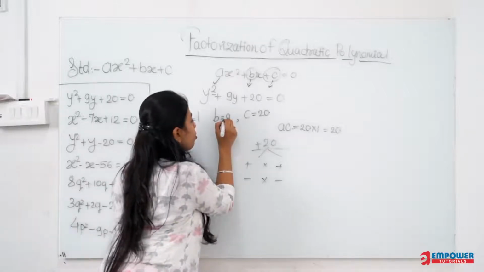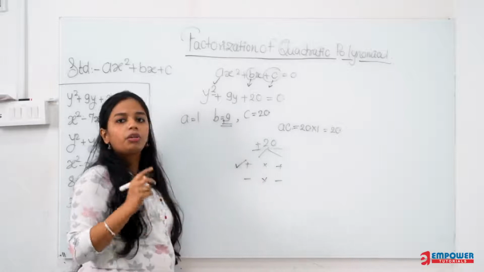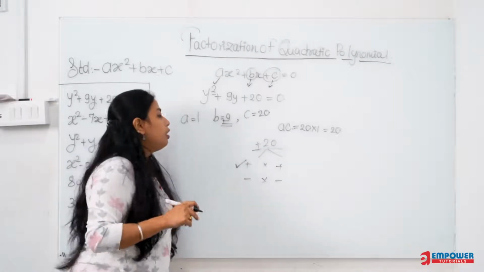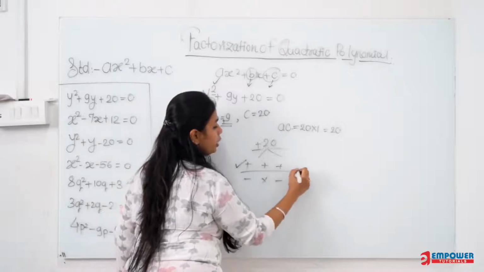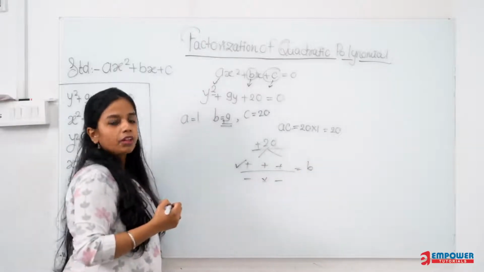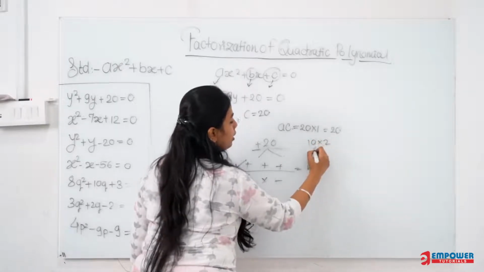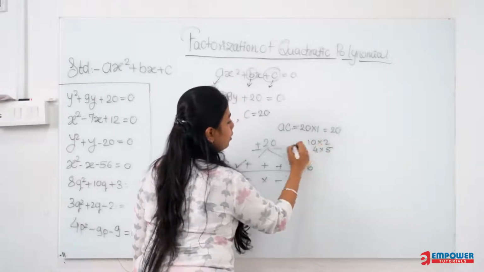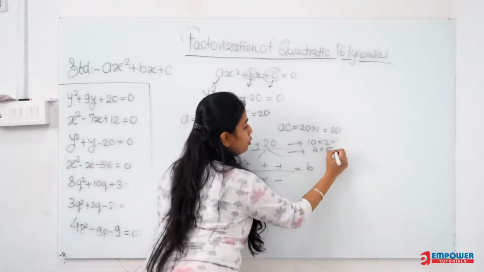Now the coefficient of b is a positive number. That means the two factors must be positive numbers. Now the addition of these two factors should be equal to the coefficient of b. So we have 10 into 2, right? Then we have 4 into 5, which will be equal to 20. So which to choose?